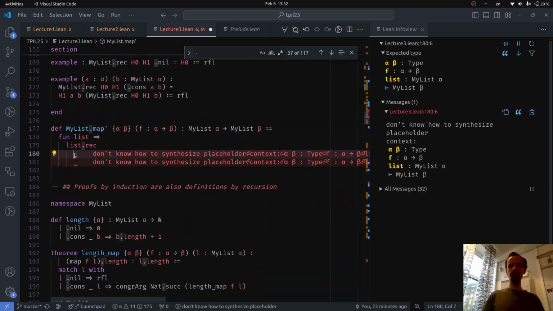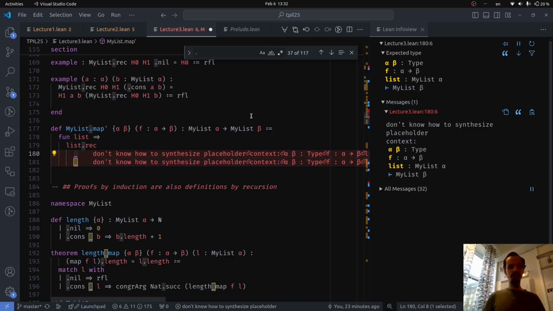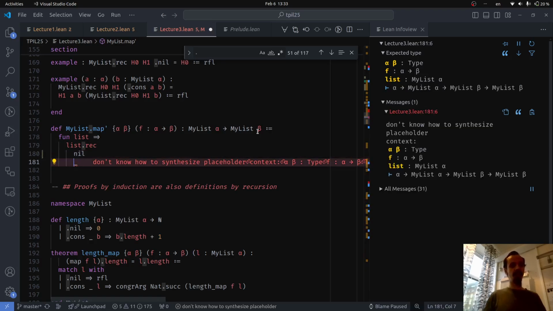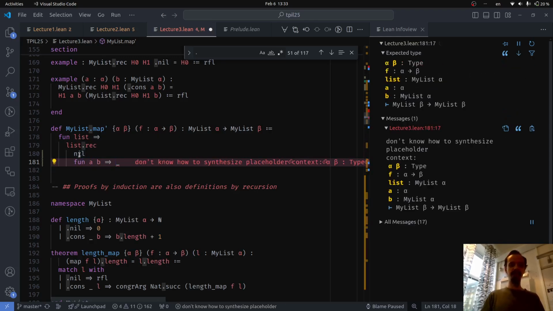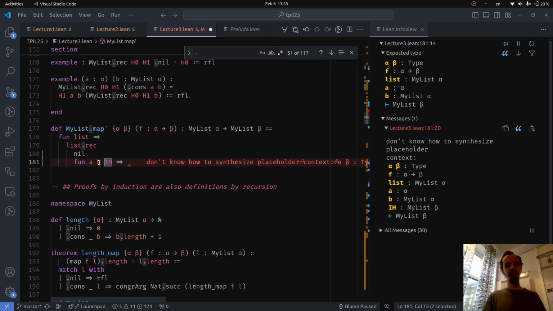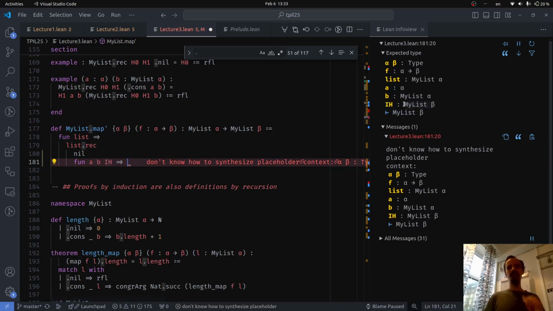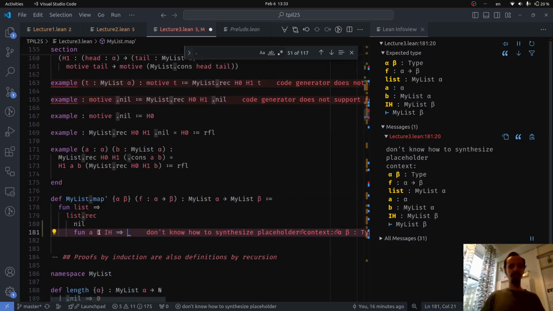So I have two things that I have to provide. One of them is a mylist of beta, and the other one is this function. So for the mylist of beta, this is essentially the nil case. So I have to give it a thing that has type mylist beta, and I know that the map of nil is nil. In the second case, I have been given the pieces of the list, and then I've also been given the inductive hypothesis, which is, in this case, the list that I would receive if I were to use it on the tail.